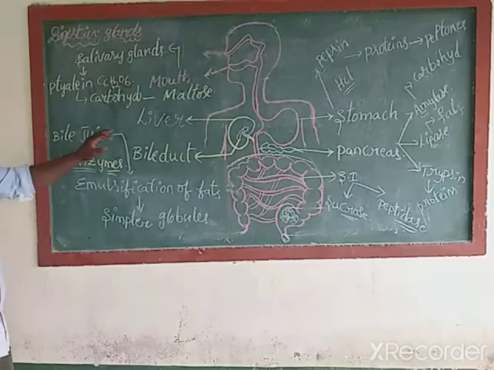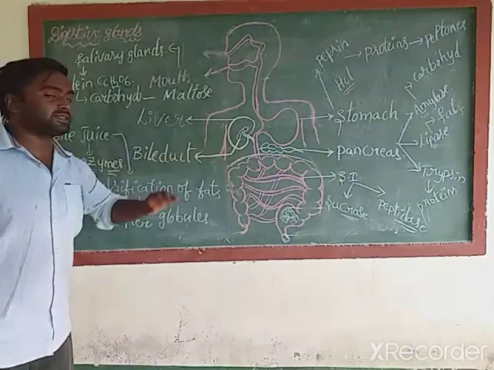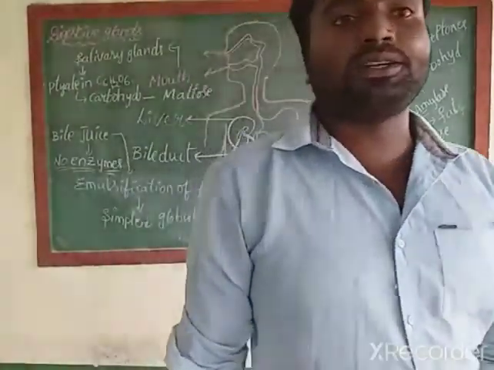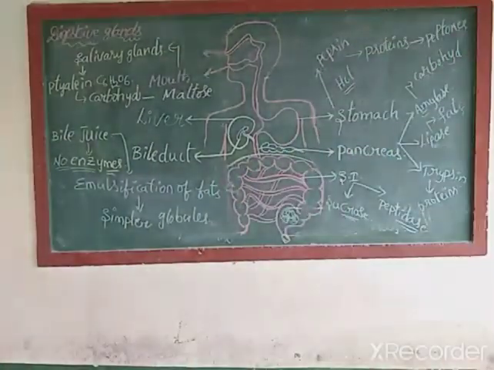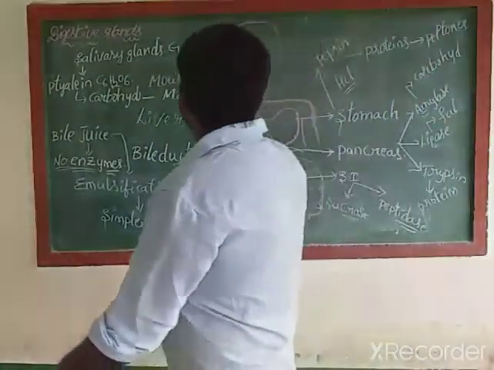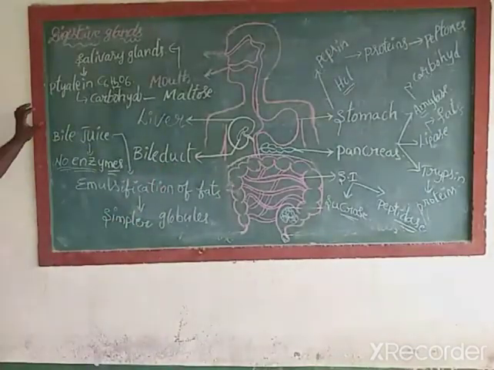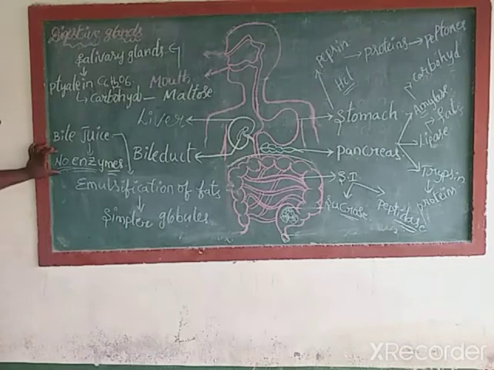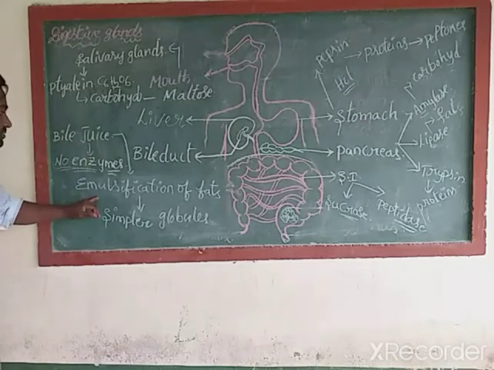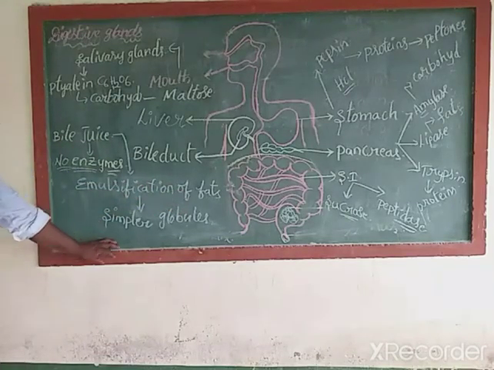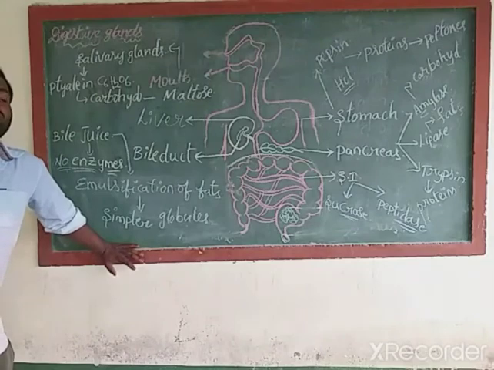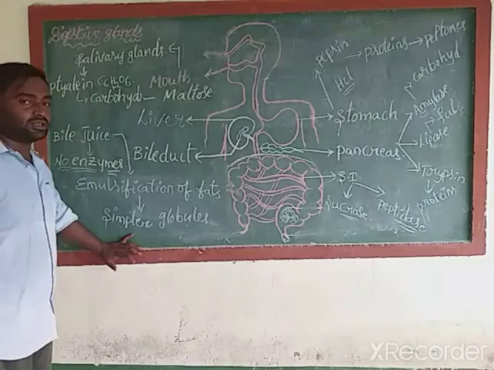Okay. Next one, liver. This liver contains a duct called the bile duct. With the help of the bile duct, our liver secretes a juice called bile juice. This bile juice doesn't contain any enzymes. That is why we mention here no enzymes. Next, this bile juice is useful for emulsification of fats into simpler globules. Emulsification means breakdown of fats into simpler molecules. These are called simpler globules.